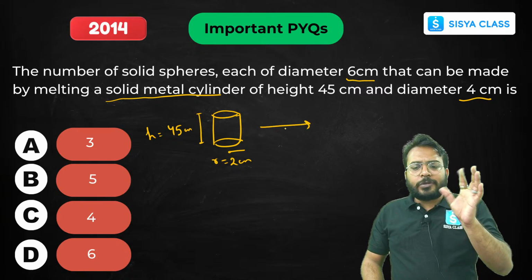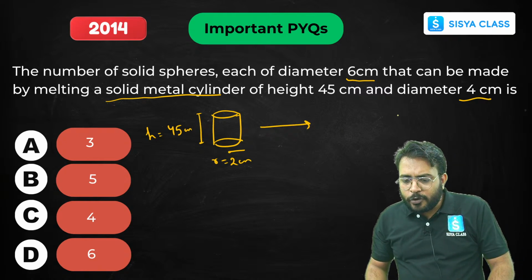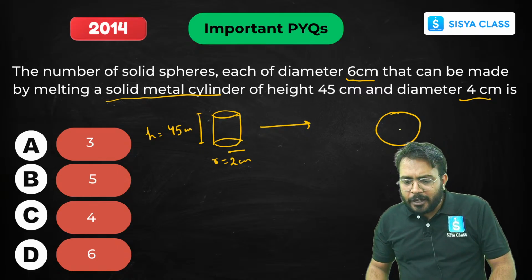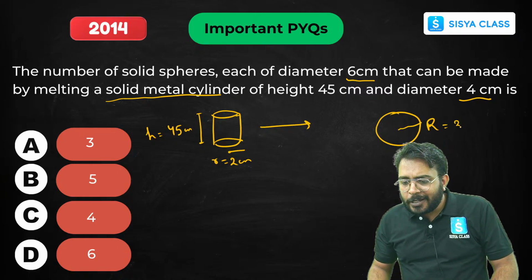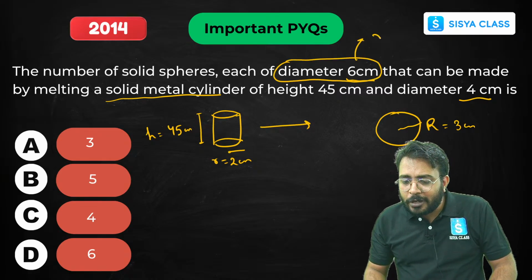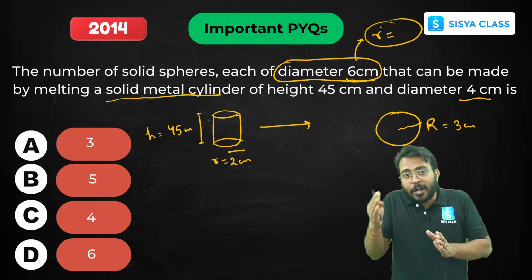You are melting your cylinder to form a number of spheres. Suppose you are forming one sphere. And the radius of your sphere, it has to be 3 centimeter, yes or no? They have given the diameter. Don't get confused. Diameter means you have to convert it to a radius. You need to find out the radius. Don't take the same value, understood?